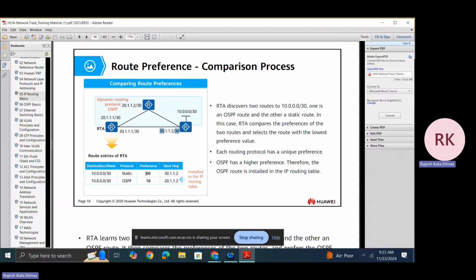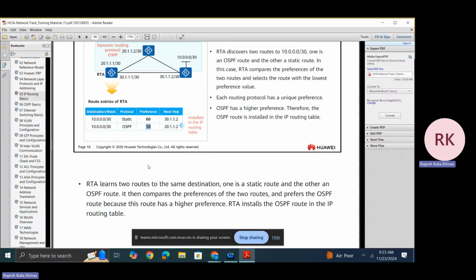Now both static and the OSPF routing protocol have preferences of 60 and 10. Which one is lesser? The preference value. So the one with the lesser preference value is the one we will choose. Understand what I'm telling? We have two routes to the same destination, but the protocol is different. So check the preference value, whichever has the lowest preference value should be given high priority. We'll choose this one. That is this route table.